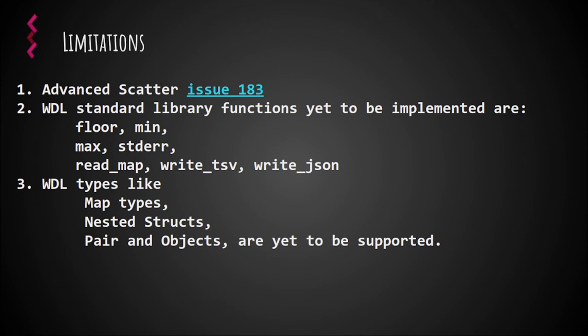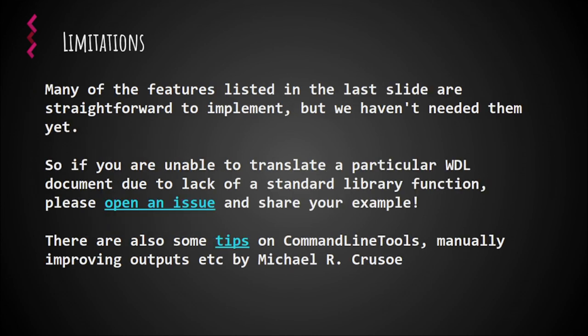Some of the limitations are advanced scatter. These are like scatter objects that call other scatter objects. Some standard library functions and types are yet to be supported, like read_map, write_json, map types, and nested structs. Many of the limitations listed are straightforward to implement, but we haven't needed them yet. If you are unable to translate a particular WDL document, please open an issue and share your example.